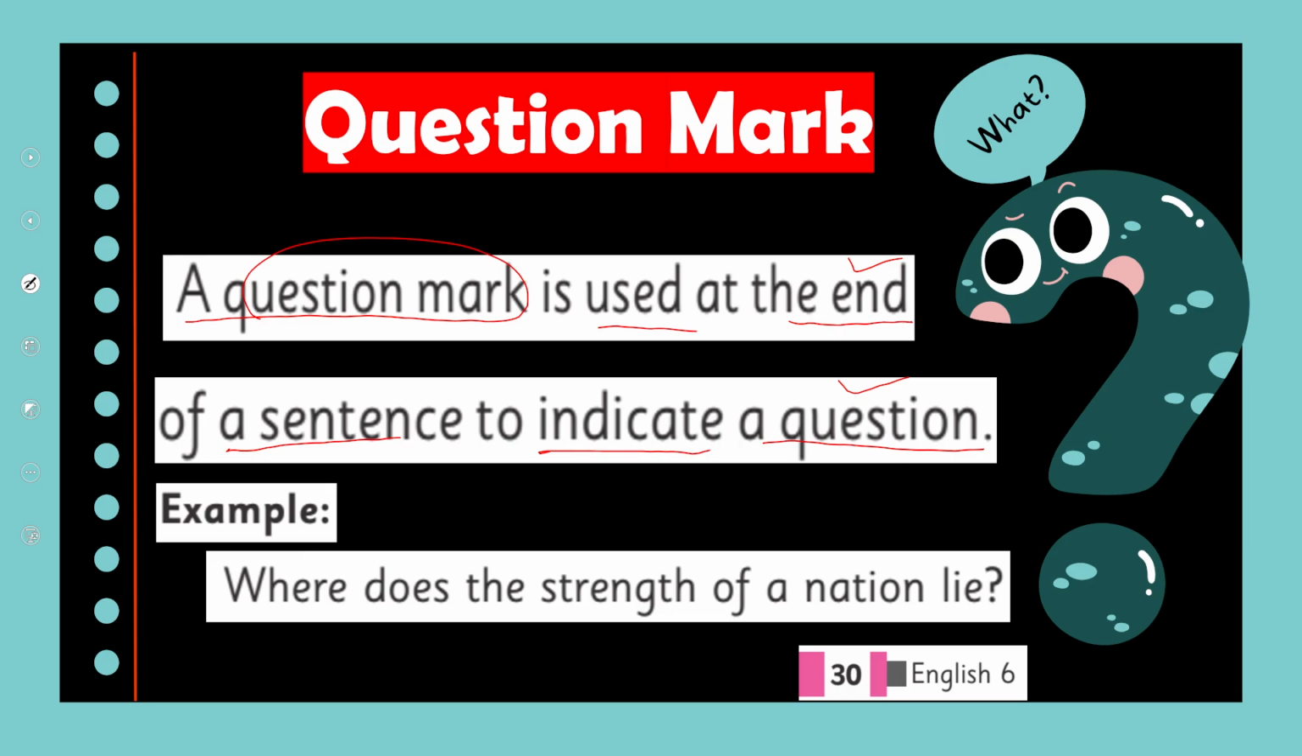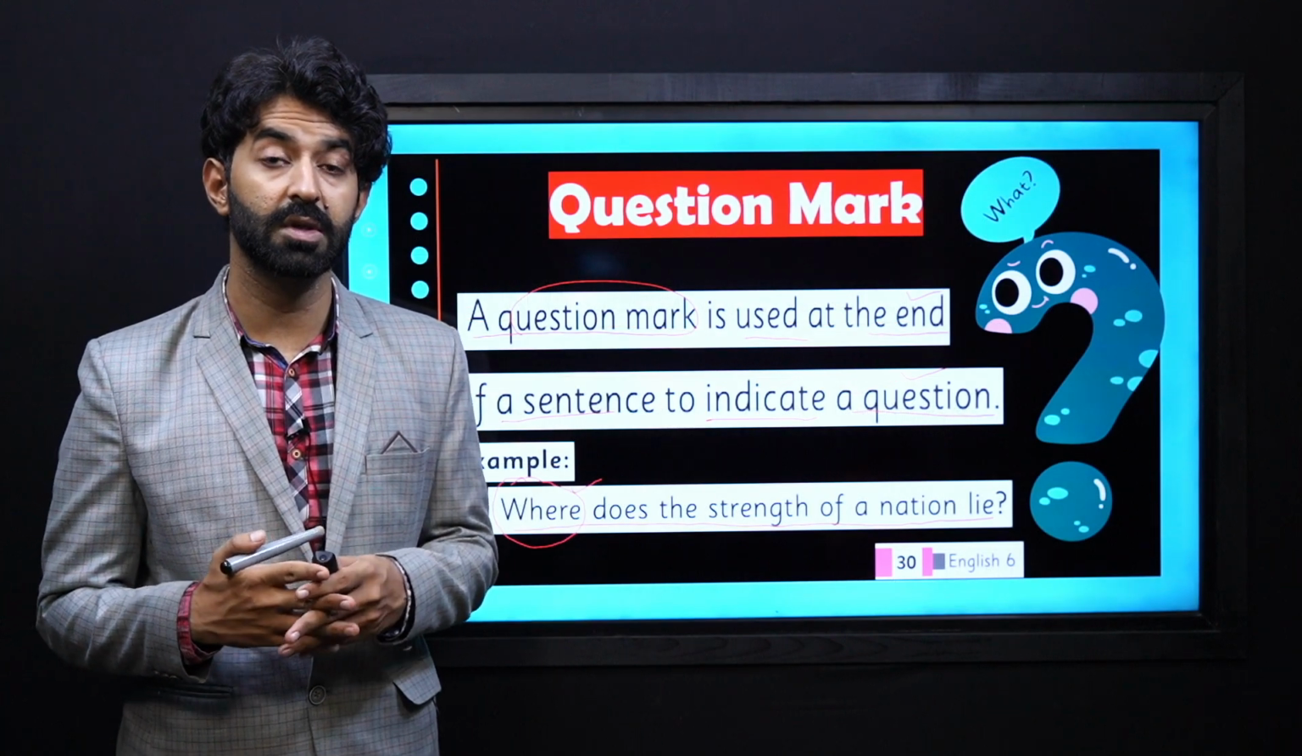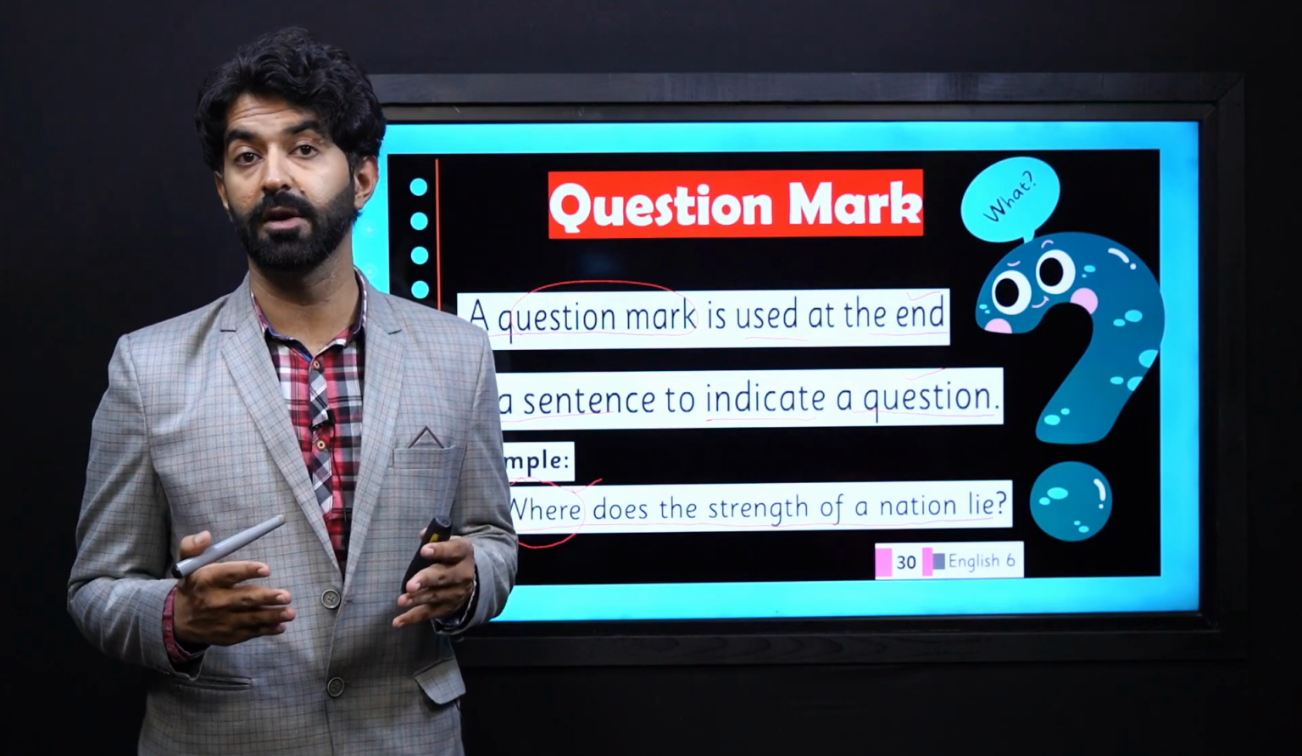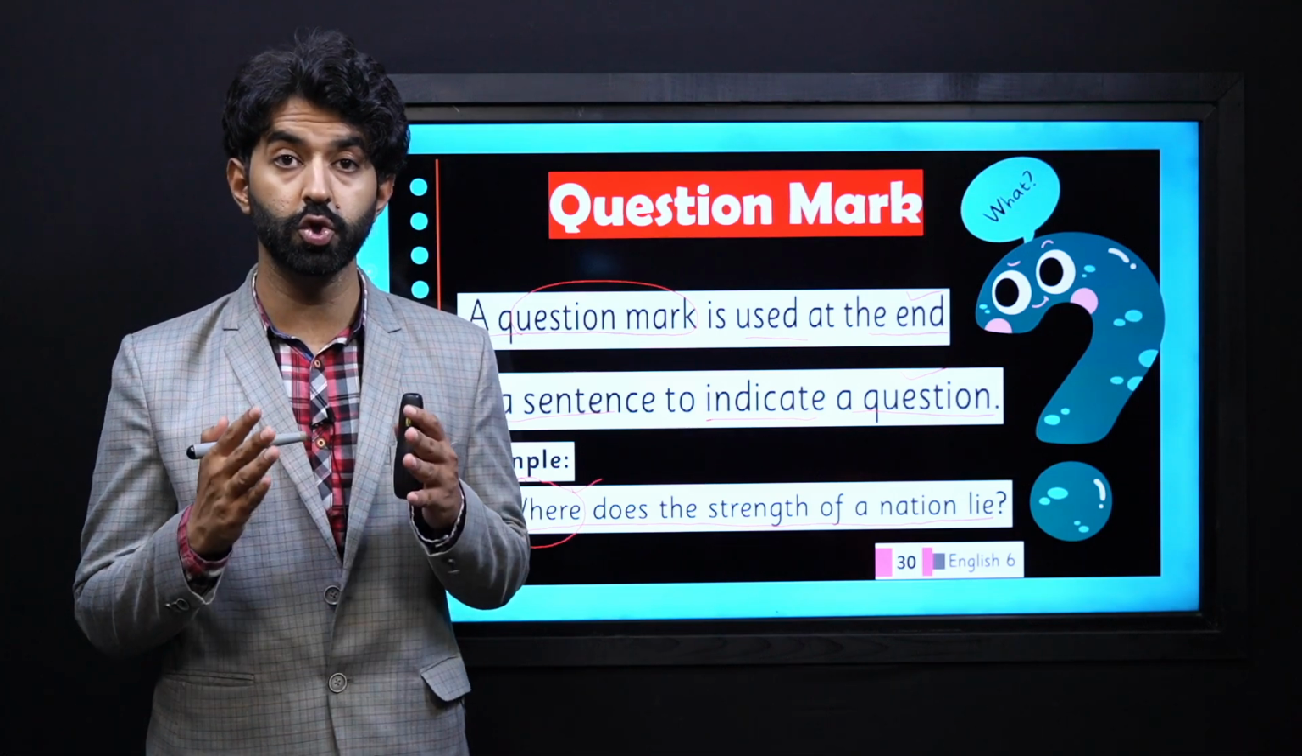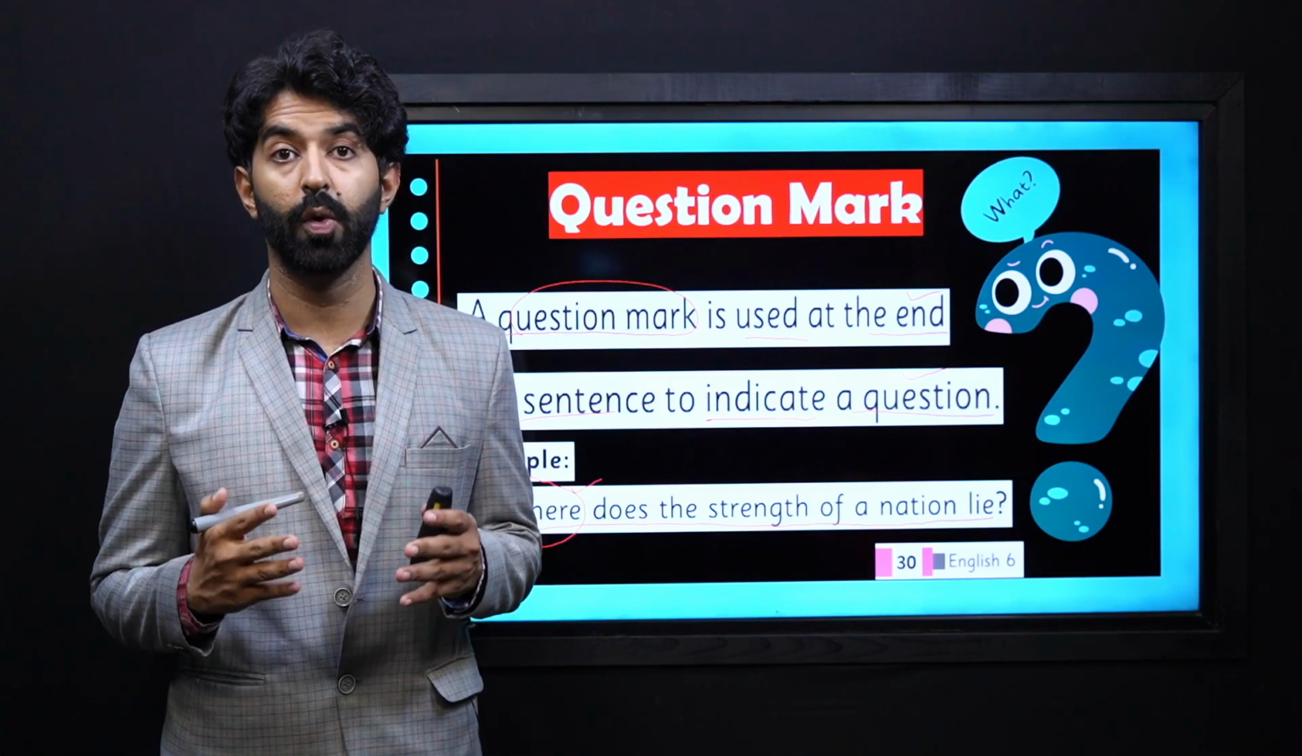For example, where does the strength of a nation lie? Now, this is a question. How do we indicate it? Because we used our interrogative words like where or when or who or how. So they will show you that it's a question. Now, right after the end of the sentence, you will end it with your question mark to show the reader that it is a question that you're asking.